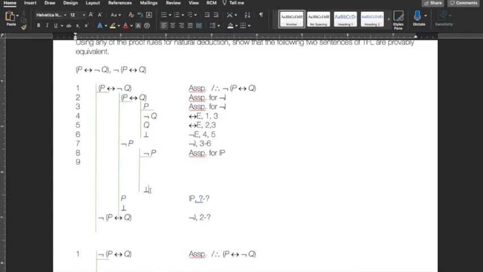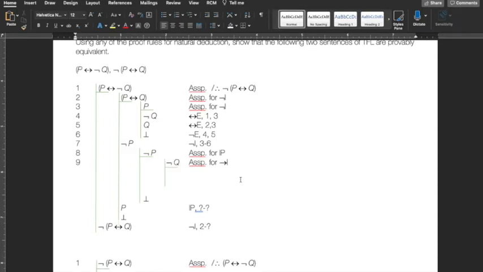To close an indirect proof, I need to end with a contradiction, so I'm probably going to either need to get not P and P within this subproof, or I'm going to need to get Q and not Q within it. Now, I did something kind of funny at line 9 here. I made another assumption of not Q. Why would I do this?